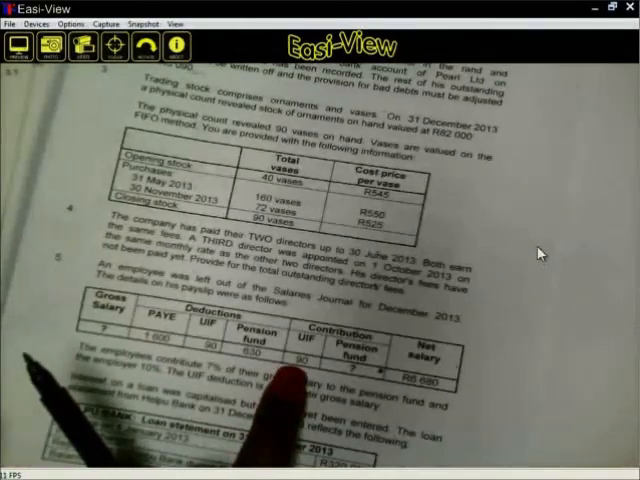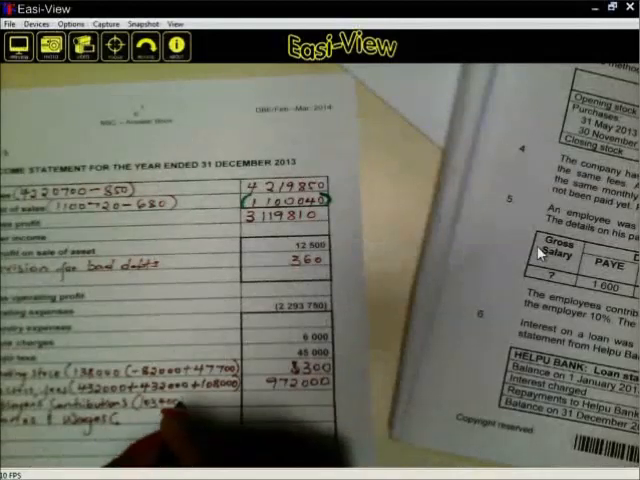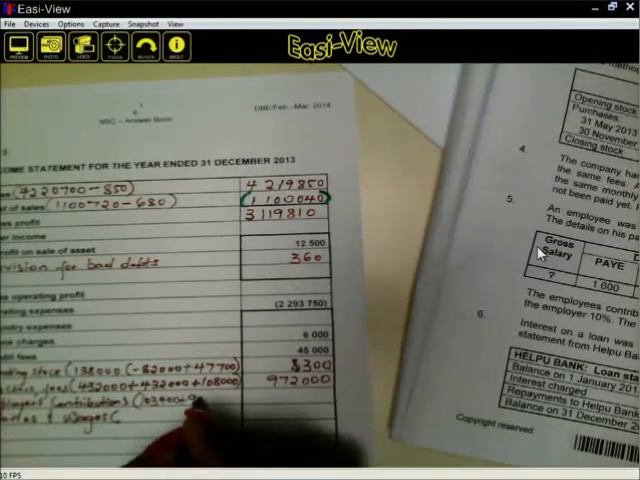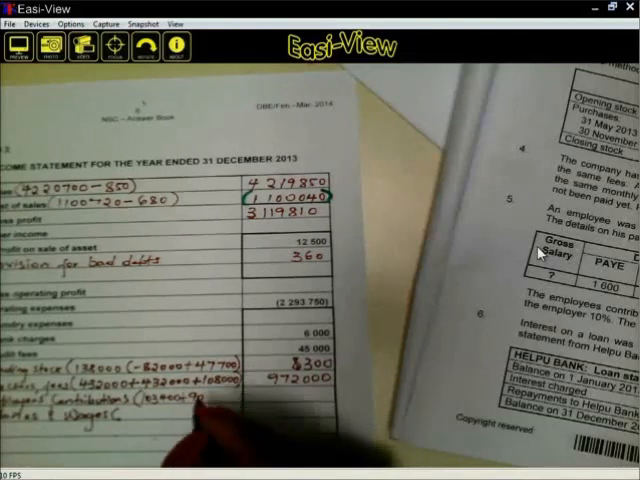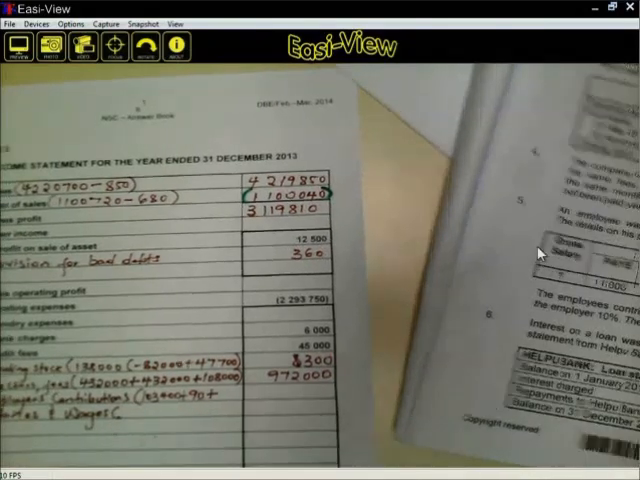Employer is contributing how much? 90 rand of UIF. Therefore, you must say plus 90 rand of UIF. And then what else? Plus pension fund. How much is the pension fund? Let's check the additional information.